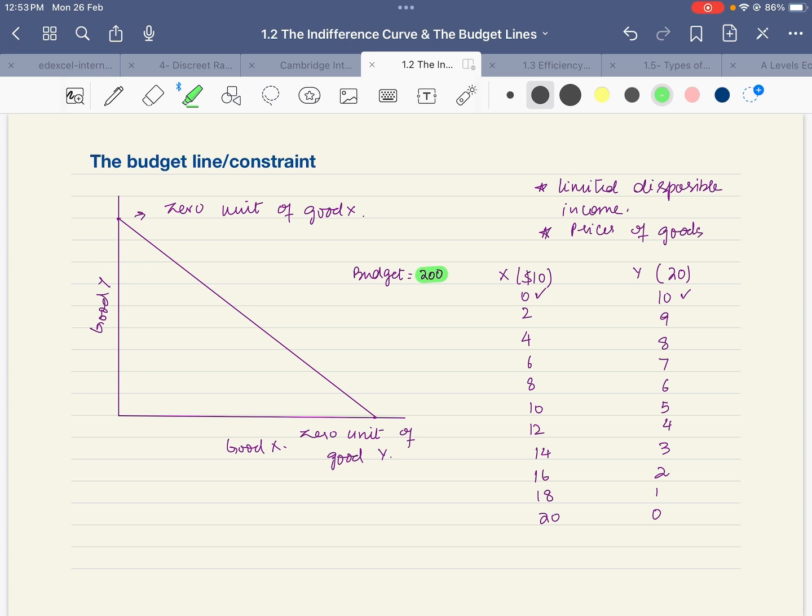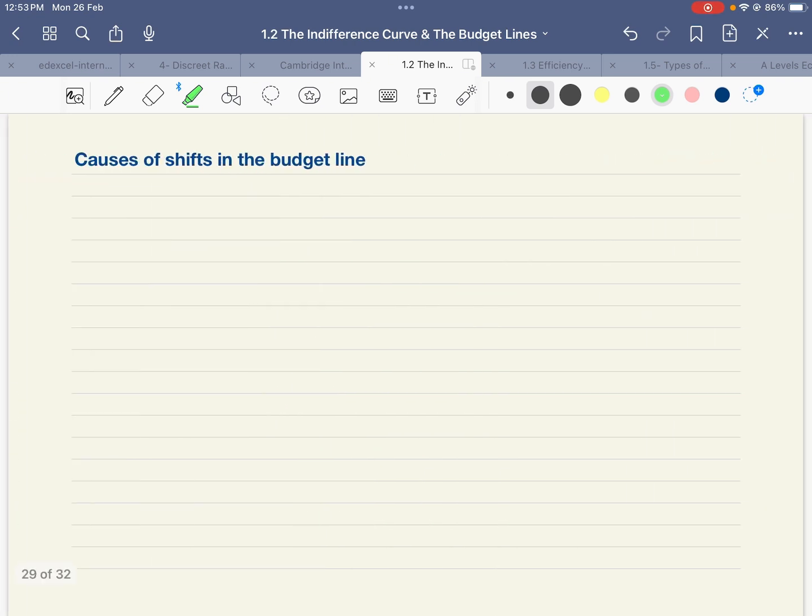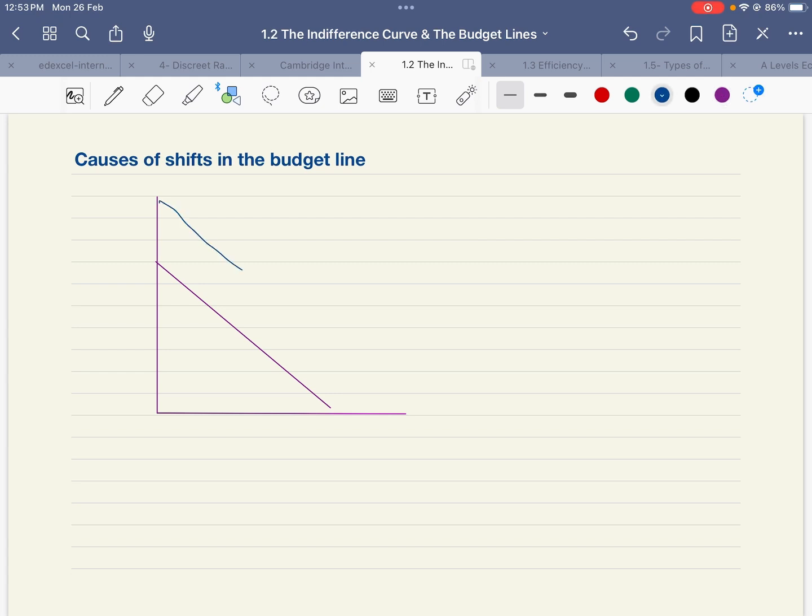The budget line, like the other curves in economics, also shows a movement and a shift. It can be a pivotal shift or a normal rightward or leftward shift. The meaning of the shift is the same. This is the original line. If it shifts towards the right, it means the income has increased. This is called a complete shift.